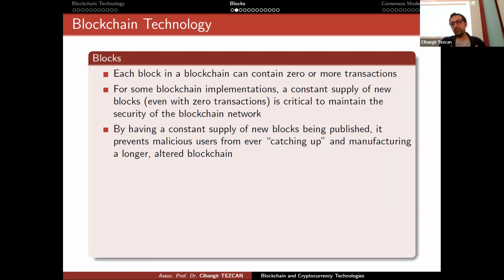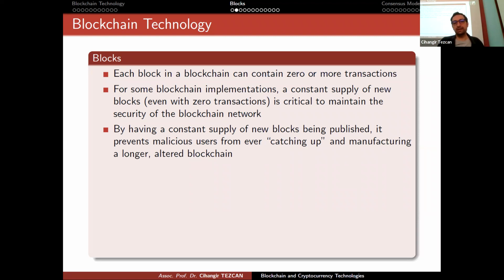So for Bitcoin, adding a new block is determined to happen in 10 minutes. So in Bitcoin, if nobody makes any transactions at all in 10 minutes, still the miners create a block. But that block does not contain 0 transactions, but it contains a single transaction where they actually reward themselves as the founder of the block. So that transaction is called Coinbase. But the idea is that we have to constantly supply new blocks.